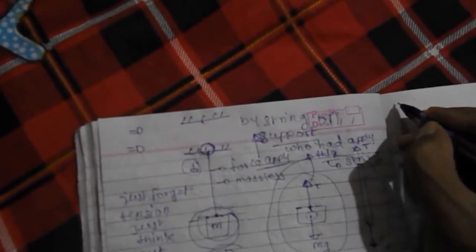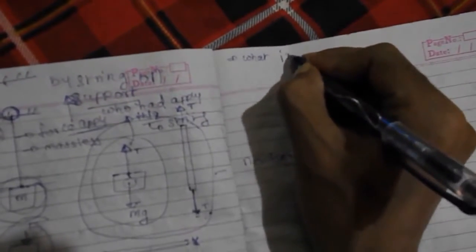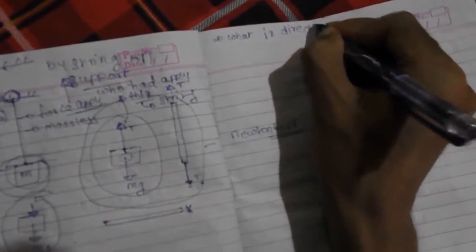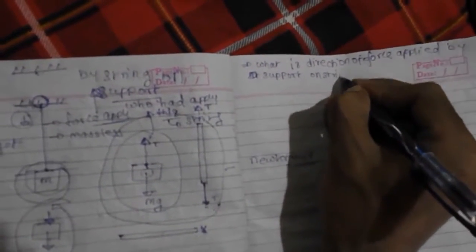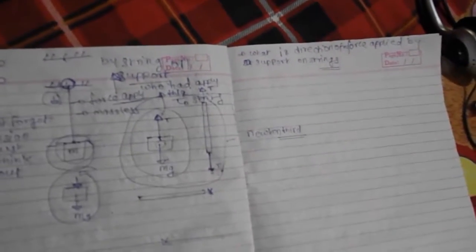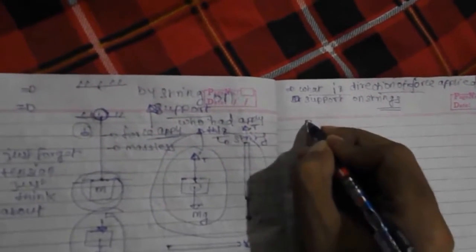Let me write down. If I write it down, then it becomes clear. What is the direction of force applied by support on string? You should ask this question by yourself if you want to learn things. If you are not going to ask the question by yourself, then it becomes slightly difficult for you. So what is the direction of force applied by support on a string? Look here, this is the direction. It is too simple. This is T here, and this is the T.